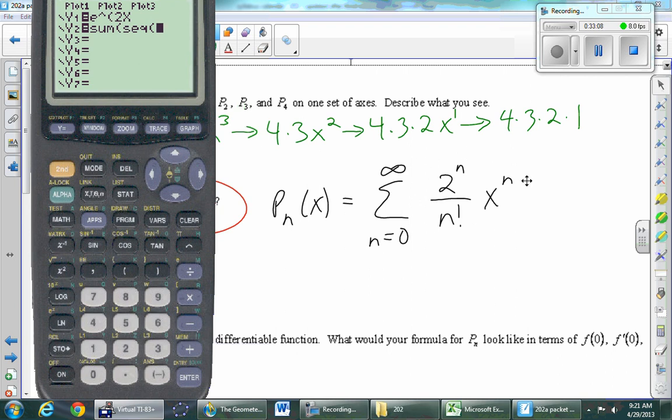And now we got to type in this generic formula here: 2 to the n over n factorial times x to the n. Literally, that's what I'm going to type in. 2 to the alpha n. Where's n? It's right there in green on mine. Divided by n factorial, alpha n. The factorial is inside of math, over here under probability. It's number 4. So that's the 2 to the n over n factorial times x to the n. That's what we type: x to the alpha n.